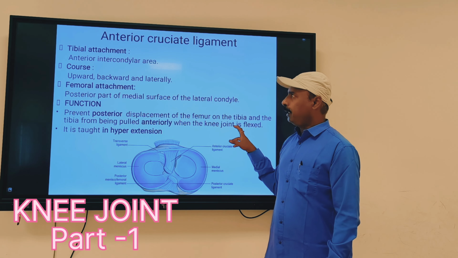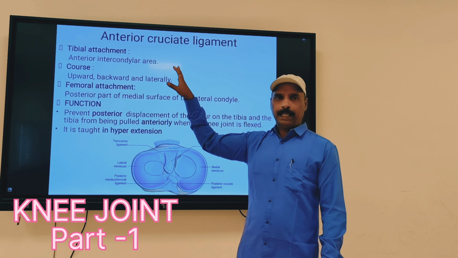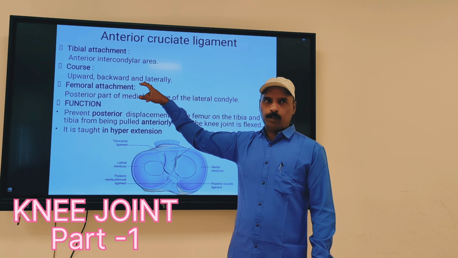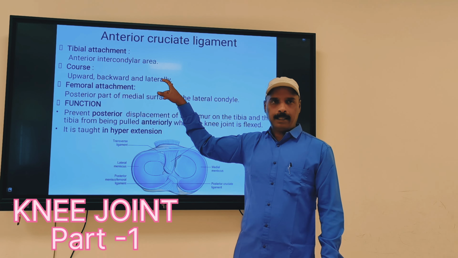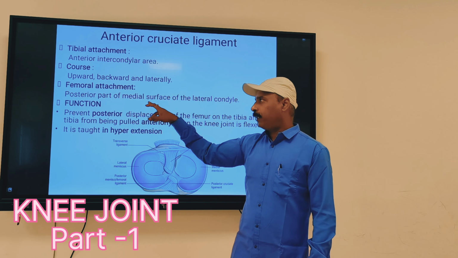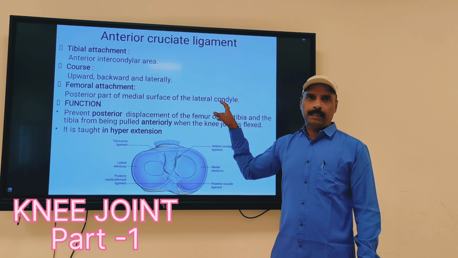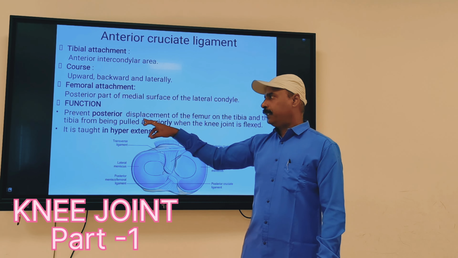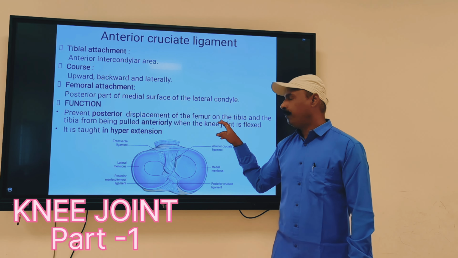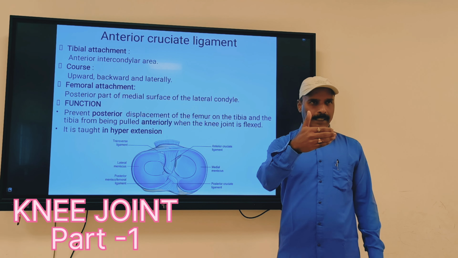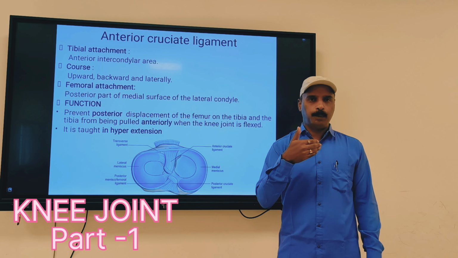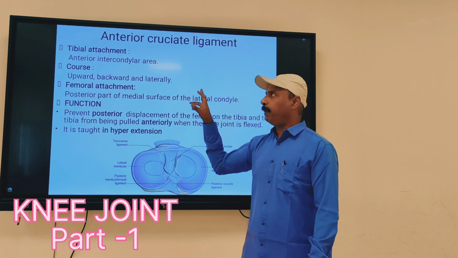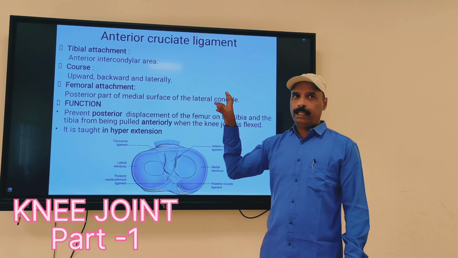When you see the anterior cruciate ligament attachment, you have come across the anterior intercondylar area. Then its course is upward, backward and laterally. It attaches to the posterior part of the medial surface of the lateral condyle of the femur. Very important, this attachment. This prevents the posterior displacement of the femur, because it is anteriorly attached, so it does not allow posterior displacement. A simple concept you have to apply here. That is what you have to remember about the anterior cruciate ligament.